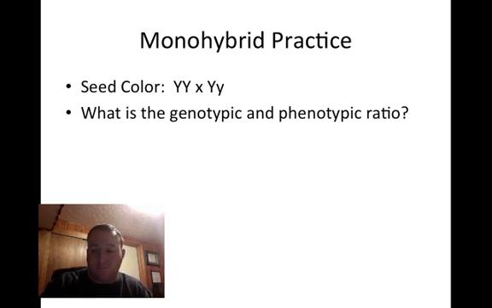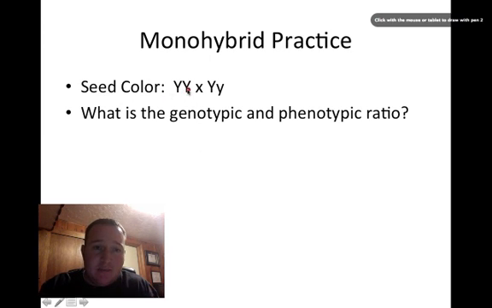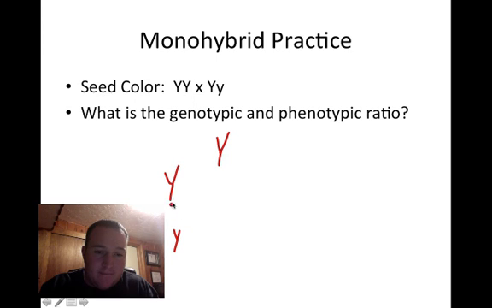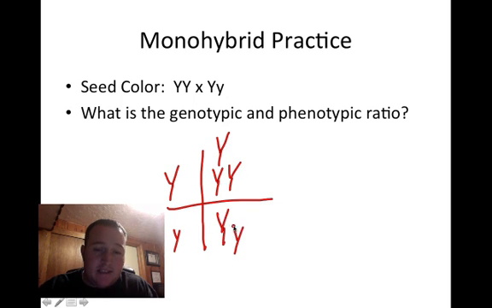Okay, so what you first need to do is decide how many gametes this can make. So big Y can only pass on its big Y. Big Y, little y could pass on either the big Y or the little y. So we set up our Punnett square. We're going to get big Y as an option. We're going to get big Y, little y as the second option.